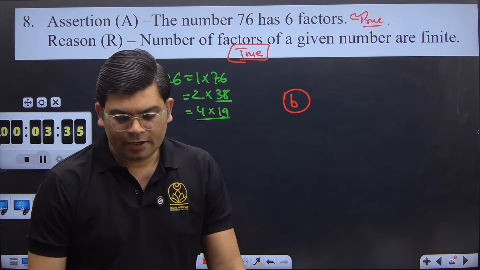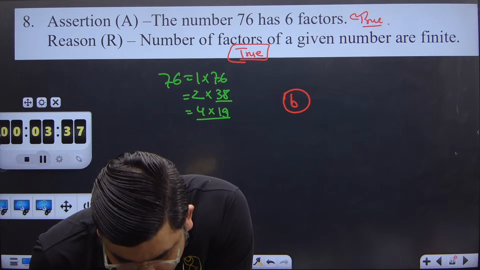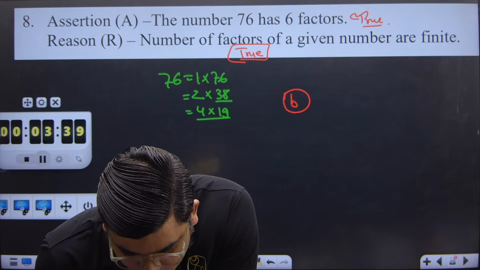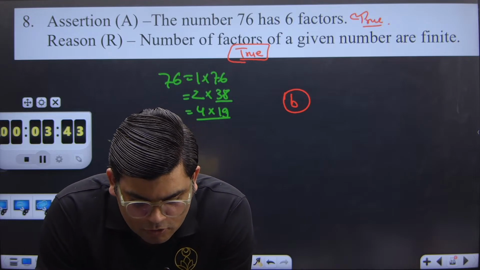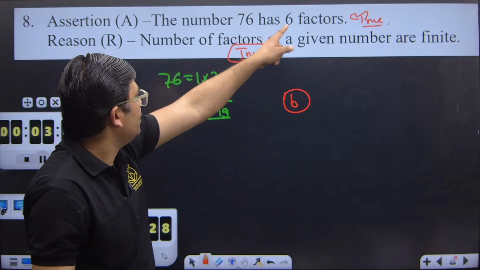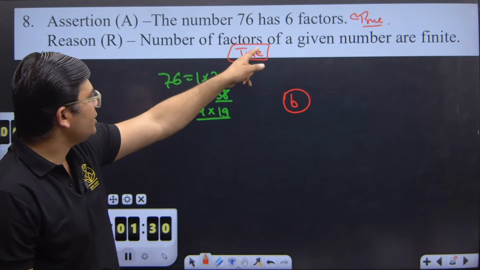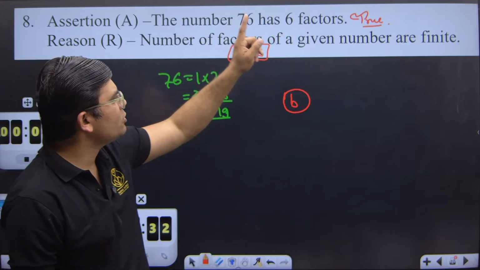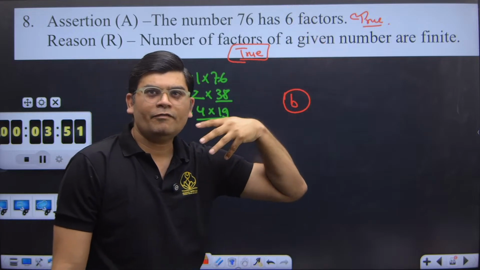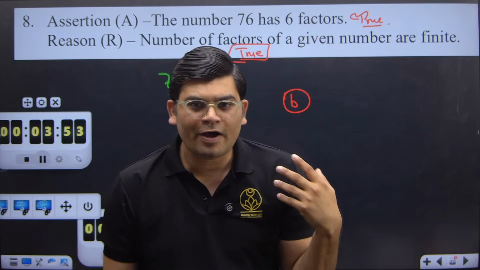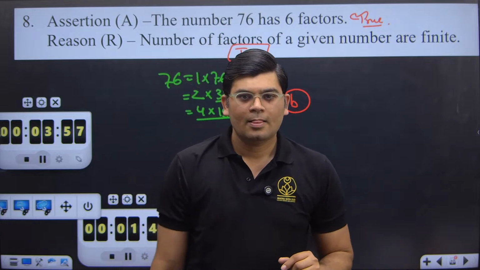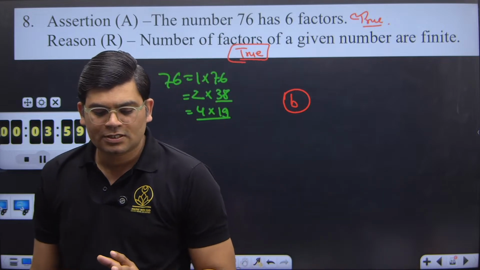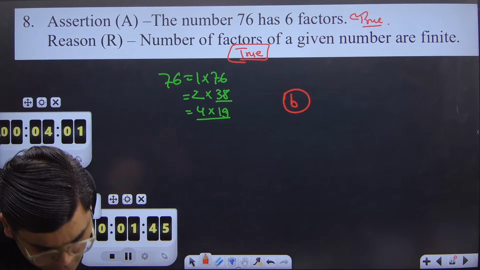Vrinda, is it clear? Yes, sir. You should always cross verify. There are 6 factors and this is also true, but this does not justify. If I say the number of factors are finite, how can it be 6? It can be 4, it can be 3, it can be anything. So that is not justifying the statement. So we say the answer is B.